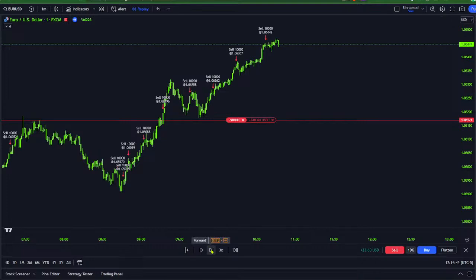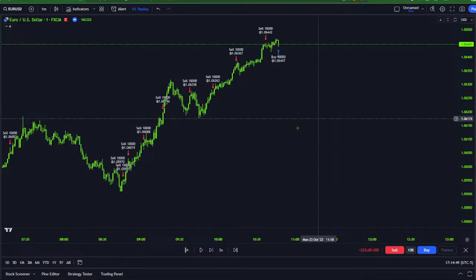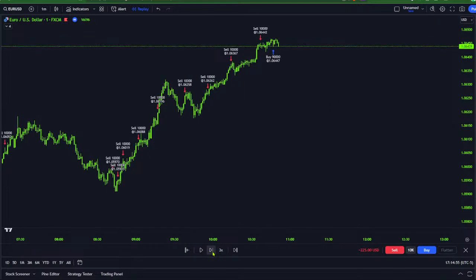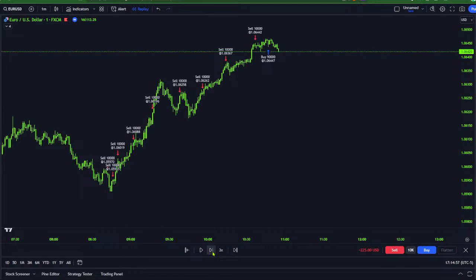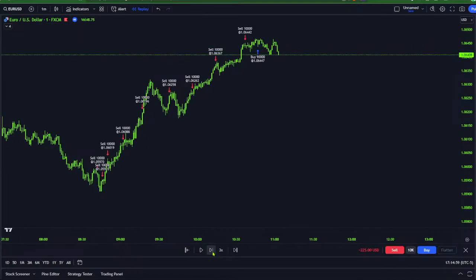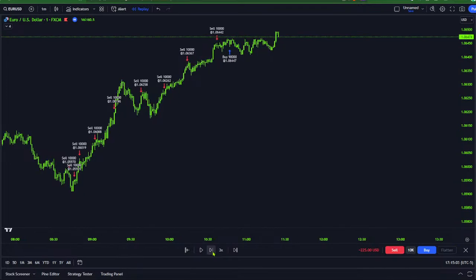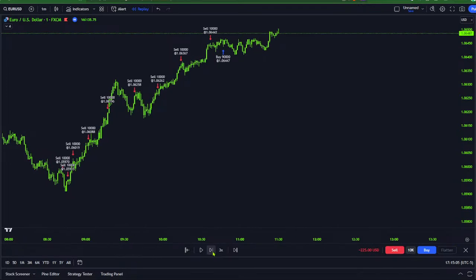I mean, the other smart thing would be, okay, let's just close it. Let's just close it. I'm out 225 bucks. Let's reset and see what happens. We got a range forming. So let's see what would have happened if I would have held those trades just a little bit longer.